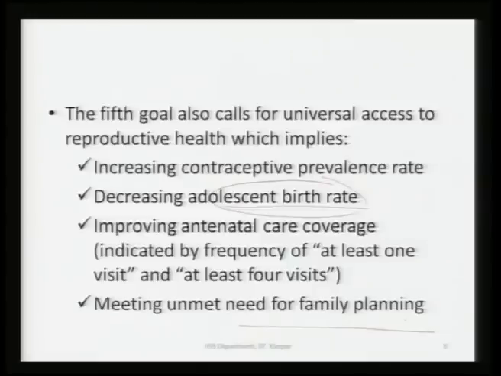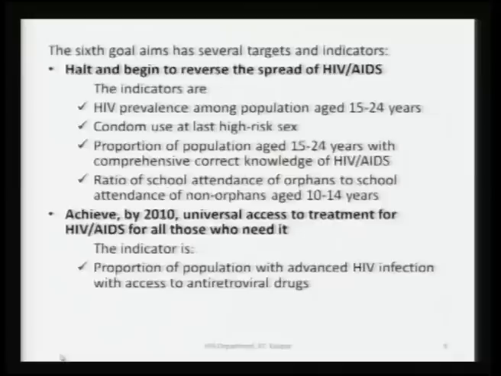At one time their percentage was around 20, now it has declined to lower levels. This is the unmet need. So, we want to meet the unmet need, so that those who do not want a child should know and should be in a position to use an effective modern contraceptive method. The sixth goal has several targets and indicators that also show the importance of the sixth goal.